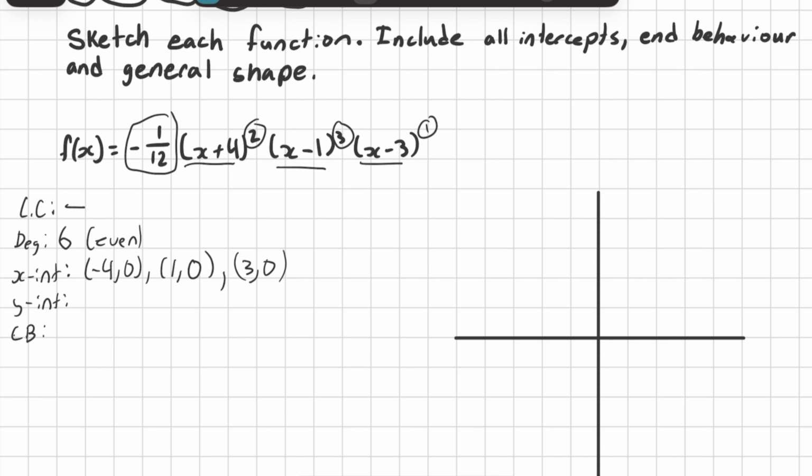And that's your x-intercepts. Now when you go to y-intercepts, you just put x as 0 to find what y is. So let's go ahead and do that. So 0 plus 4 is going to be 4. 4 squared is 16.